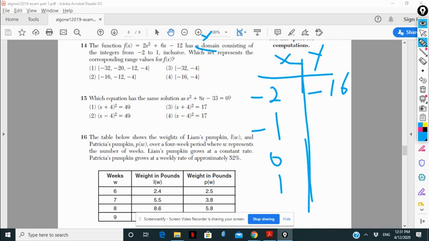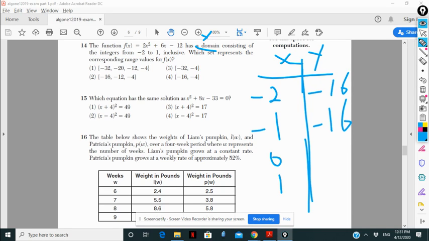Okay, what about negative 1? Plugging in negative 1: negative 1 squared is 1, times 2 is 2, negative 1 times 6 is negative 6, 2 minus 6 is negative 4, negative 4 minus 12 is negative 16 too.